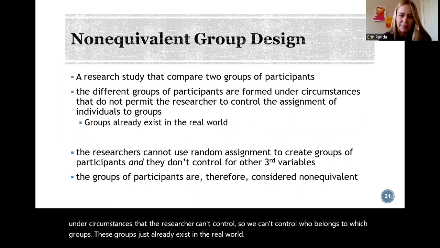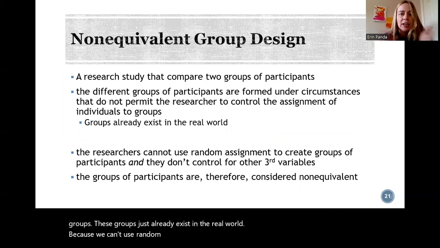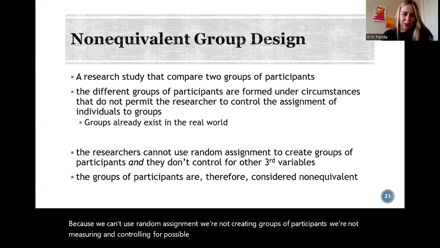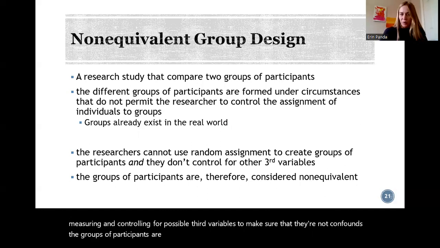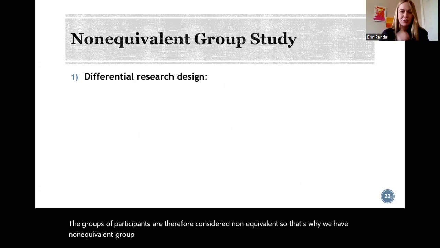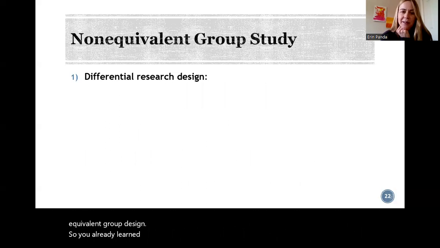Because we can't use random assignment, we're not creating groups of participants. We're not measuring and controlling for possible third variables to make sure that they're not confounds. The groups of participants are therefore considered non-equivalent. So that's why we have non-equivalent group design. You already learned about one example of this from the last video, differential research design.